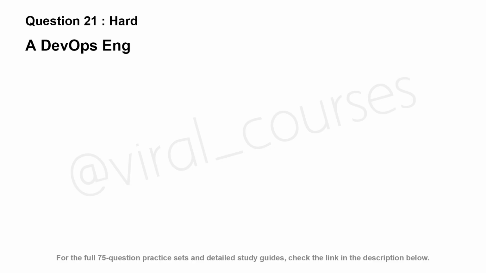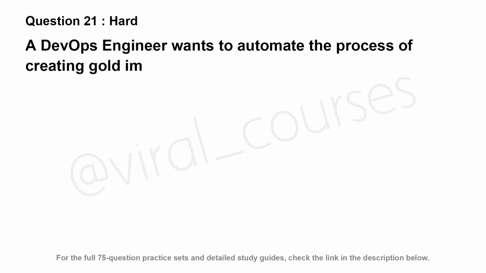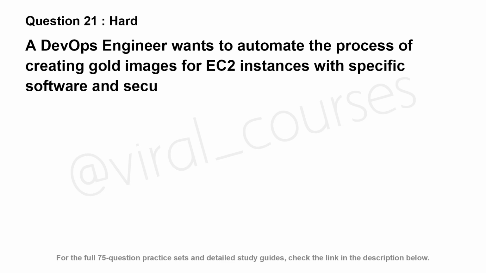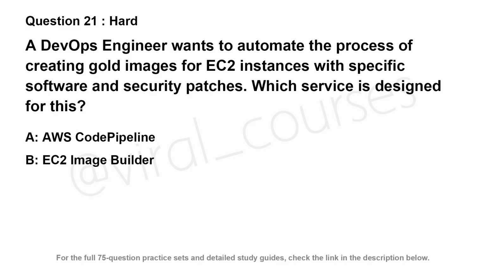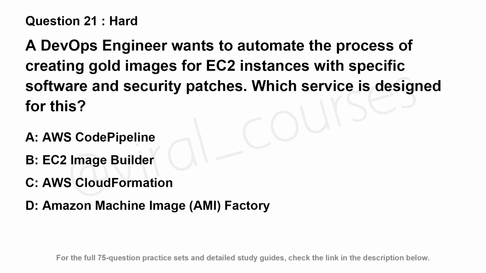A DevOps engineer wants to automate the process of creating gold images for EC2 instances with specific software and security patches. Which service is designed for this? Option A. AWS CodePipeline. Option B. EC2 Image Builder. Option C. AWS CloudFormation. Option D. Amazon Machine Image, AMI, Factory.